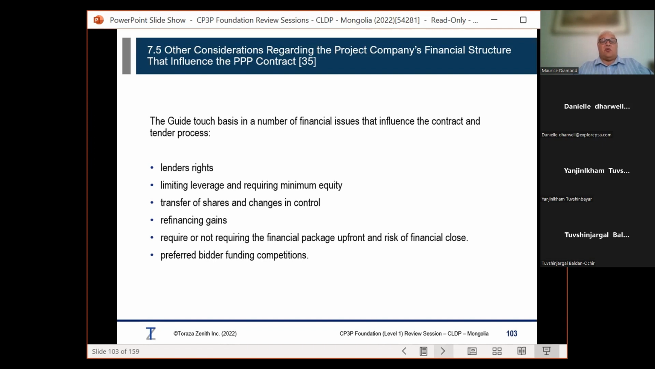And also requiring or not requiring the financial package up front and the risk of financial close, and preferred bidder funding competitions. So when a bidder submits their bid, almost always they are required to bid in the level of equity, the percentage of equity that they are going to put into the bid, because that is part of the bidding process and needs to be evaluated.